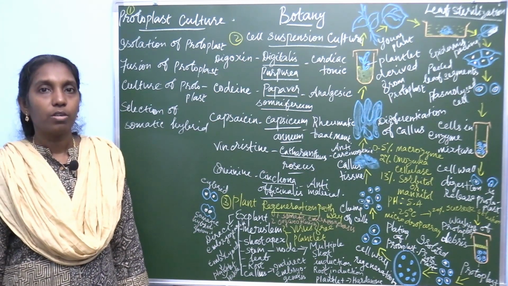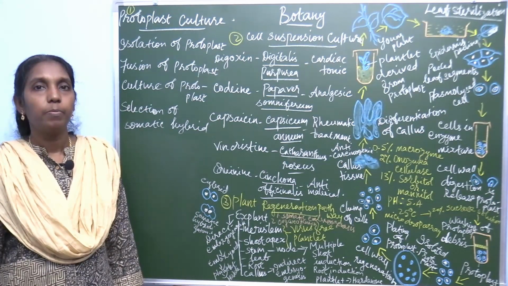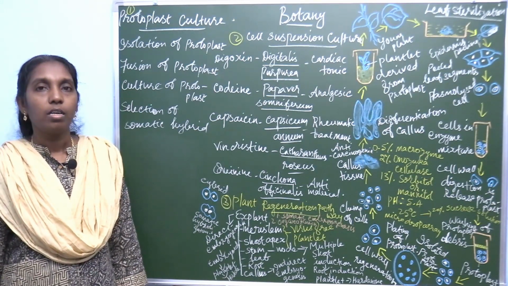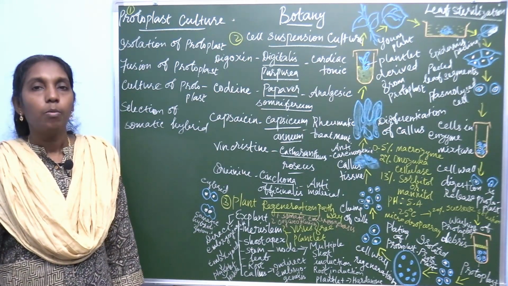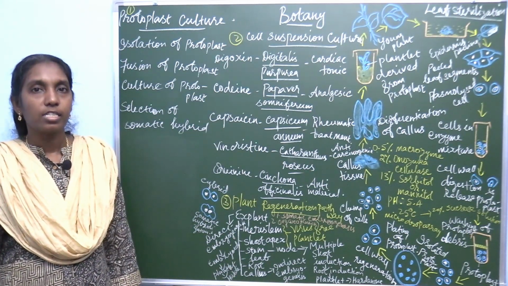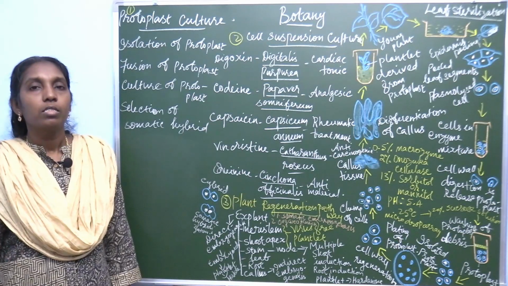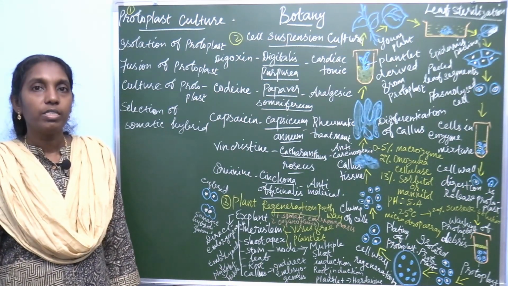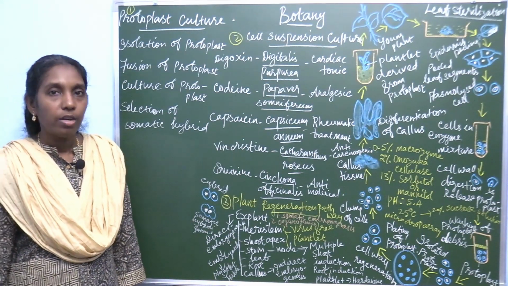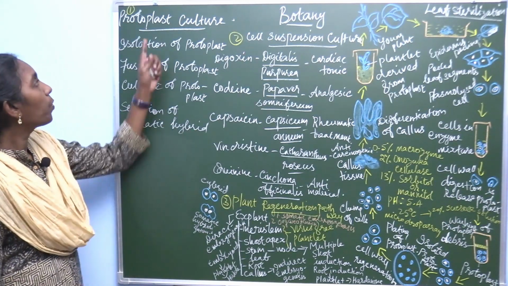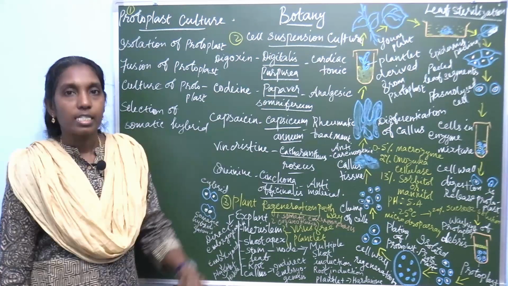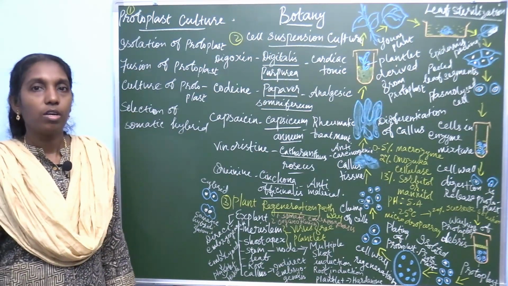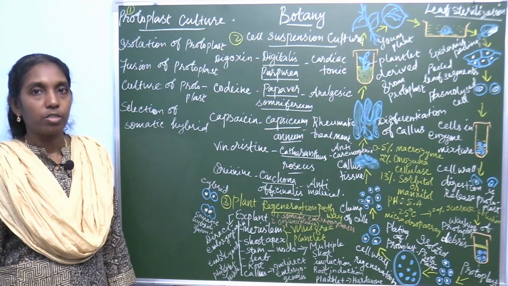Previous class we concluded with types of plant tissue culture. There are 4 different types: organ culture, meristem culture, protoplast culture and cell suspension culture. Previous class we concluded with meristem culture. Today let's continue from protoplast culture and cell suspension culture. Today you are going to learn these 2 questions, very important questions.